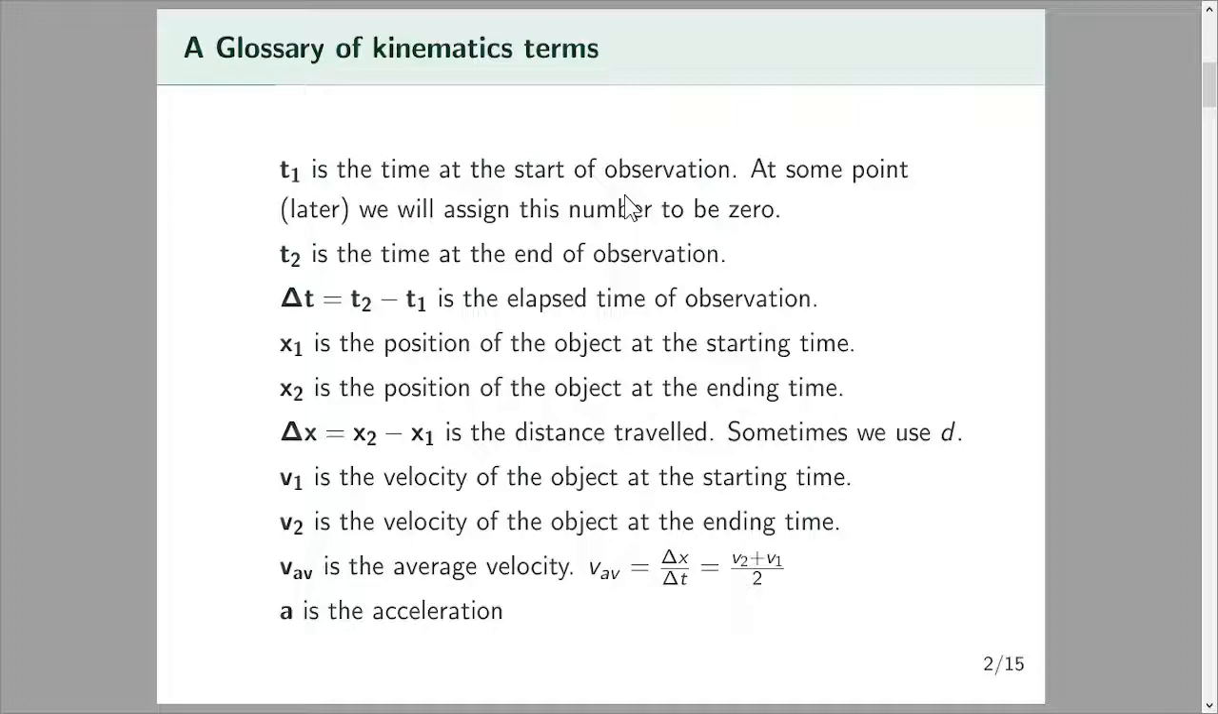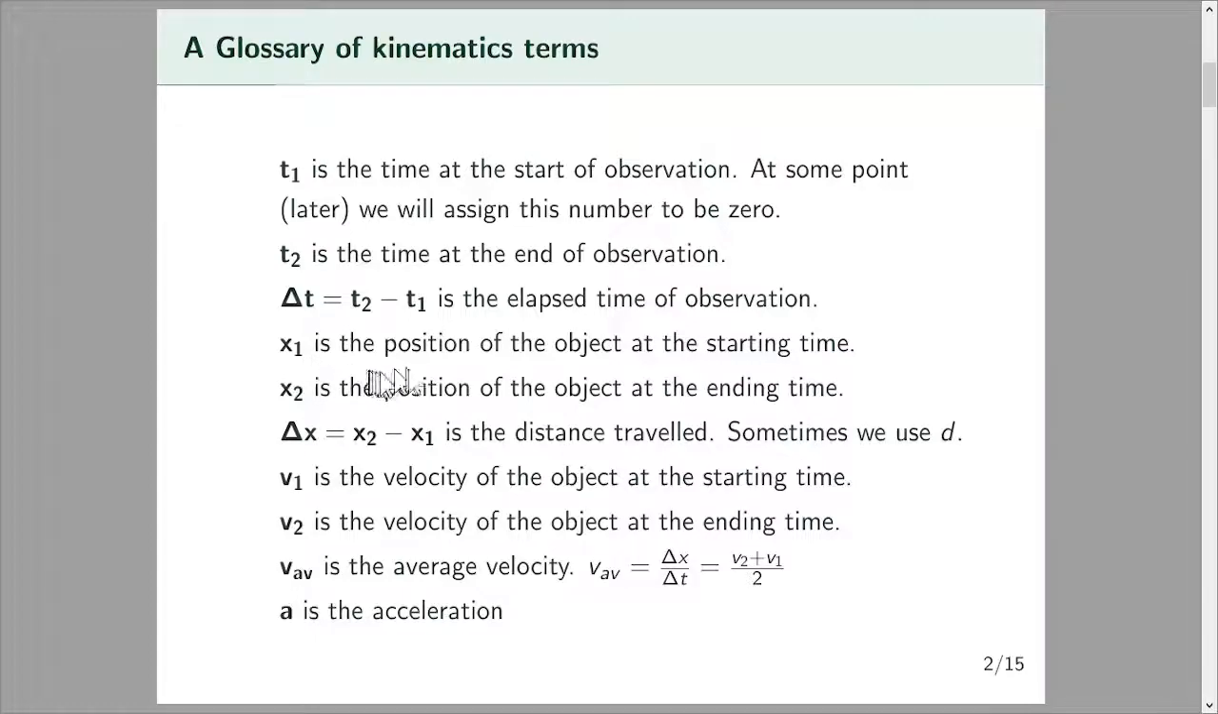So T1 is the time for the start of observation. Often we just make that 0. It's like if you were watching some experiment and you started your stopwatch when it began, T1 would be 0. And if a question doesn't give you a beginning time, we just assume it's 0. And then T2, the time at the end of observation, just represents the total time this event occurred. So delta T is the change in time, T2 minus T1. If T1 is 0, it's just T2, and sometimes we'll just call that T. But anyway, delta T is the elapsed time of observation.